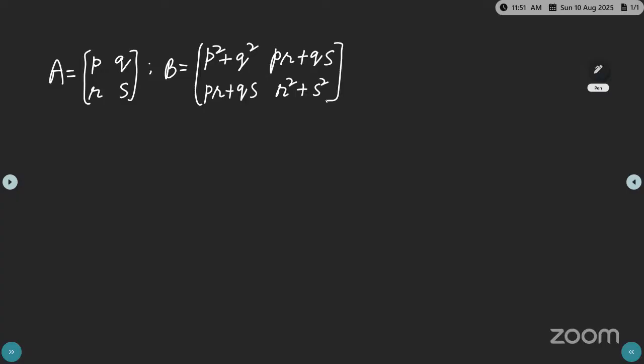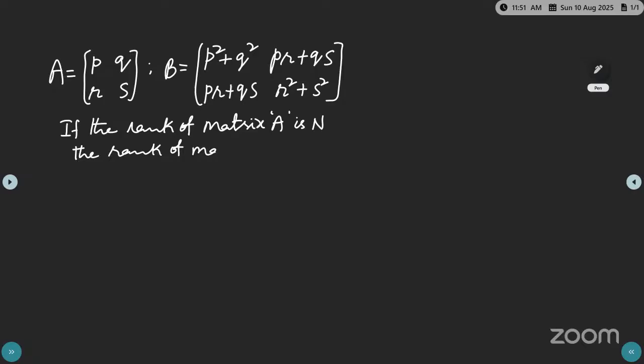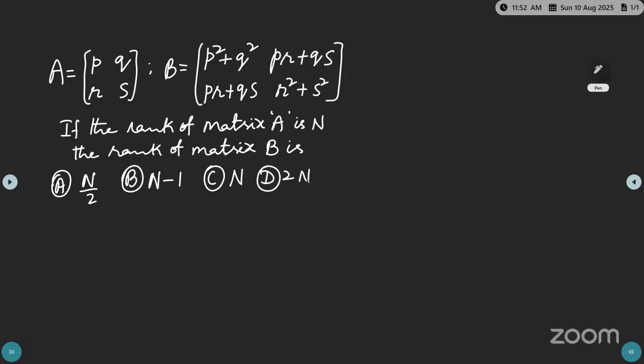If the rank of matrix capital A is capital N, the rank of matrix B is, I'm giving you the options also: n by 2, n minus 1, n, 2n.